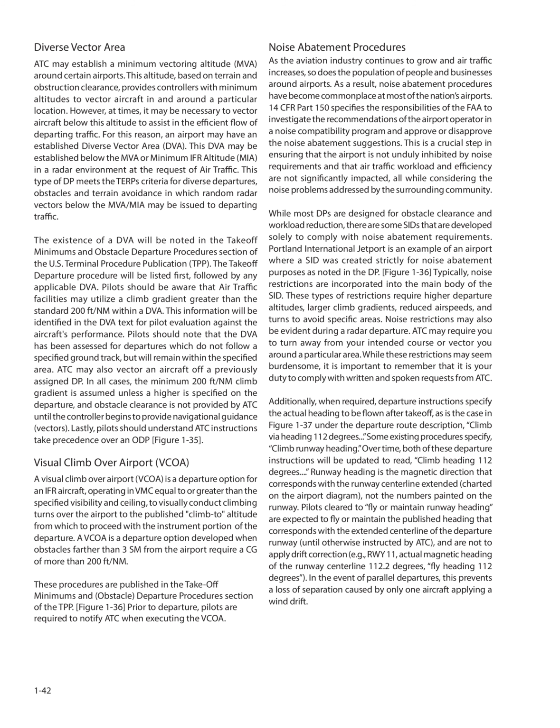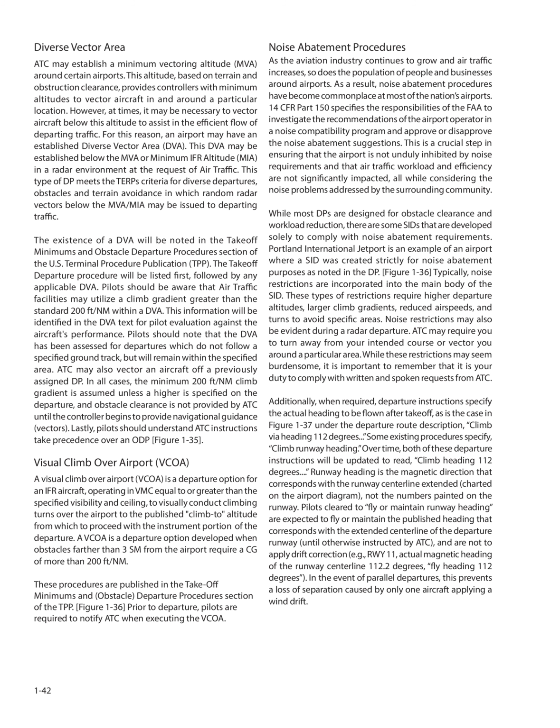Pilots should note that the DVA has been assessed for departures which do not follow a specified ground track, but will remain within the specified area. ATC may also vector an aircraft off a previously assigned DP. In all cases, the minimum 200 feet/nm climb gradient is assumed unless a higher one is specified on the departure, and obstacle clearance is not provided by ATC until the controller begins to provide navigational guidance vectors. Lastly, pilots should understand ATC instructions take precedence over an ODP. Figure 135.